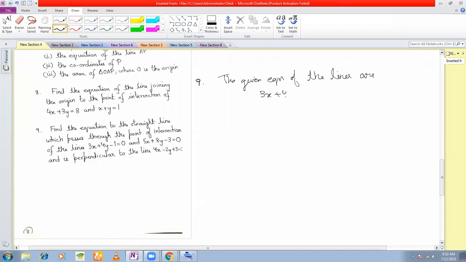3x + 4y - 1 = 0, and 5x + 8y - 3 = 0. And the third equation given is 4x - 2y + 3 = 0. Call these 1, 2, 3. So what we want to find is the equation of a line which passes through the intersection of 1 and 2, and which is perpendicular to 3. Let us first find the point of intersection of 1 and 2.